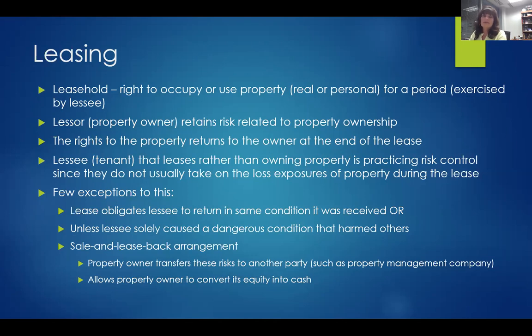There's another arrangement called sale and leaseback, where the property owner actually transfers the risk to a third party. Maybe it's a property management company. And the one good thing about that is they actually get cash. They can cash out their equity for a period of time to this third party management team to manage it. So it's their way of getting out, and then they might actually get it back at the end, depending on how the arrangement is set up.